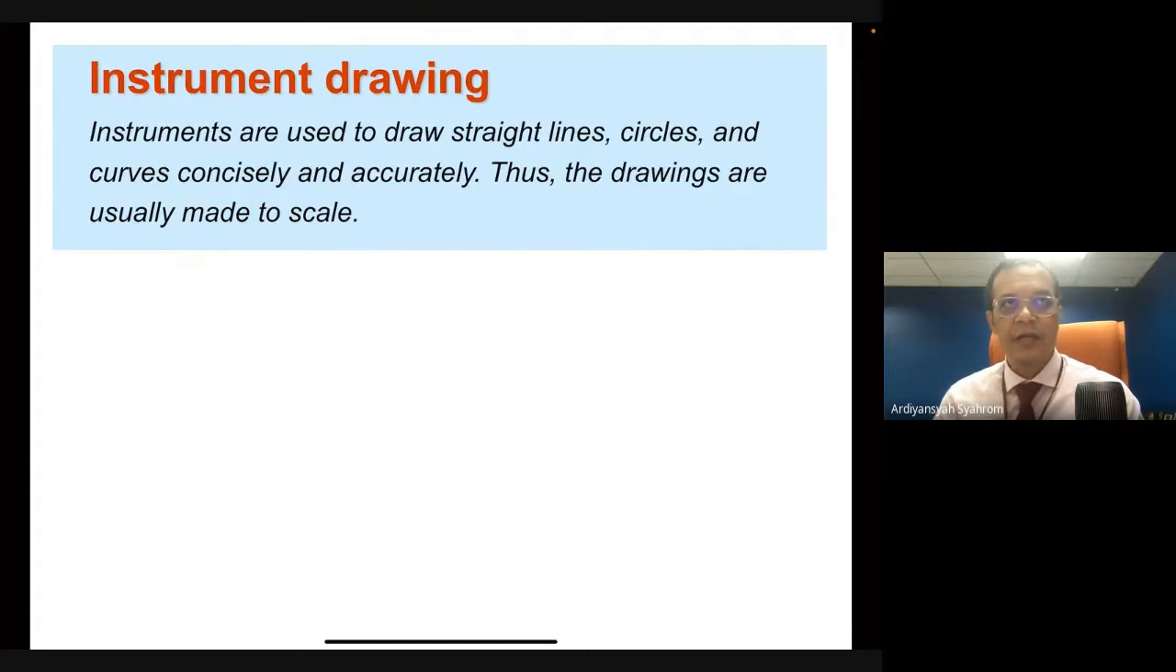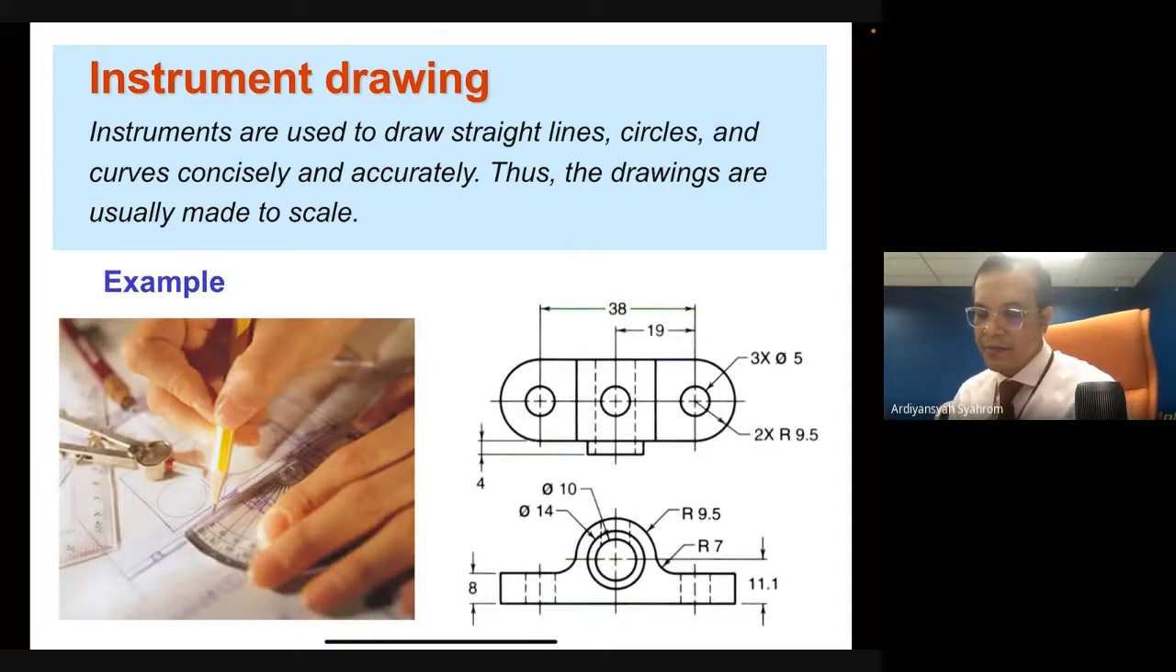The instrument drawing. Instruments are used to draw straight lines, circles, and curves concisely and accurately. Thus, the drawings are usually made to scale. If your model is too big, you need to scale it down. If too small, you need to increase the scale, the size. You give the scale later. This is an example of the drawing.